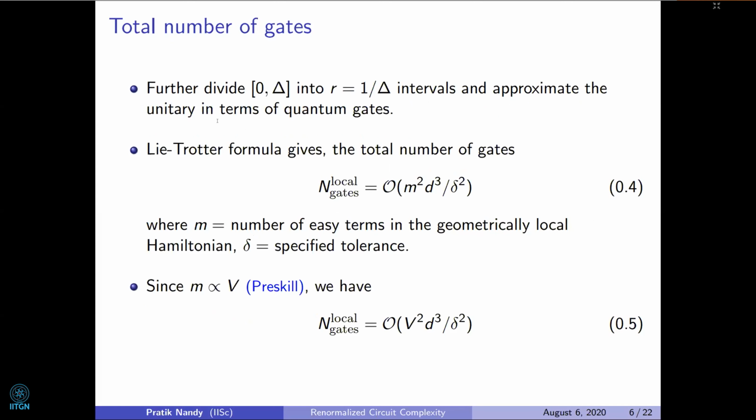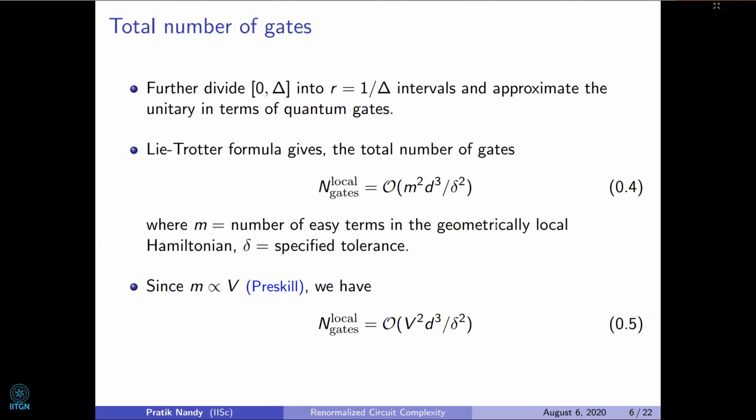The final step is to divide this 0 to delta interval into R steps and approximate this interval in terms of unitary quantum gates. Nielsen uses the Lie-Trotter formula, and the total number of gates goes as something like m squared over delta squared. Here m is the number of easy terms in the geometrically local Hamiltonian, and delta is just the specified tolerance.